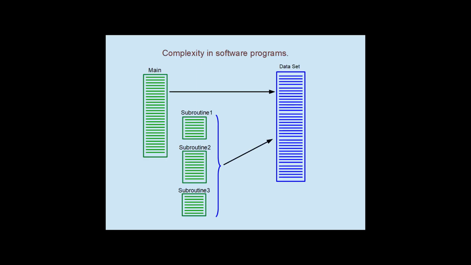This diagram shows complexity occurring in a procedural application. Here, the main section of the application and its three subroutines access the same data of the application. Changes of any subroutine code may require modifying some or all of the code in other parts of the application.